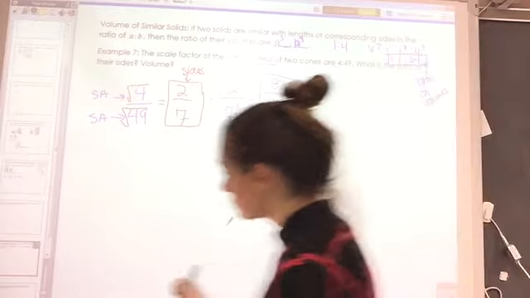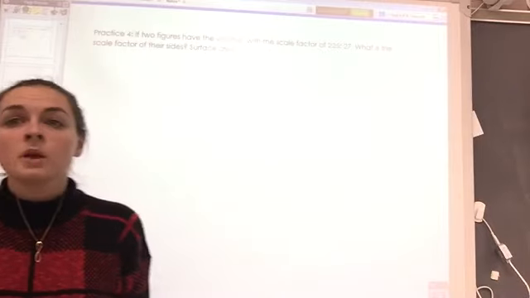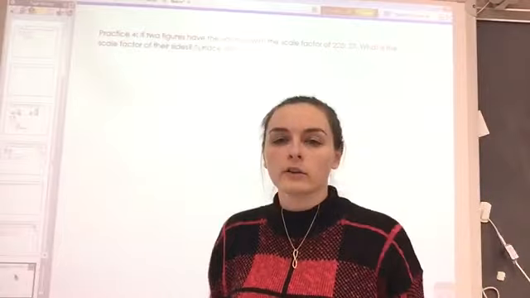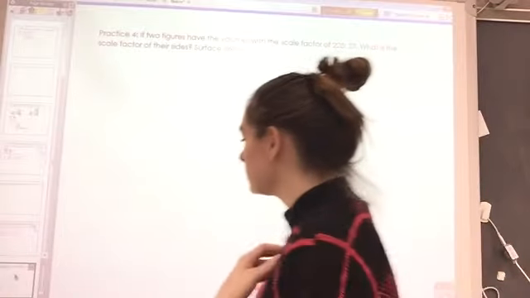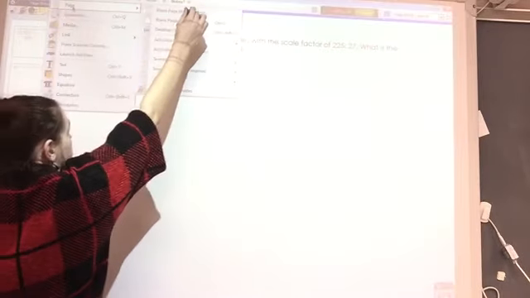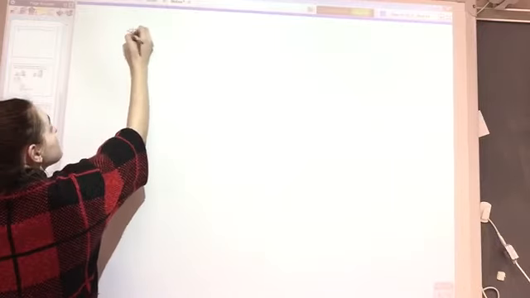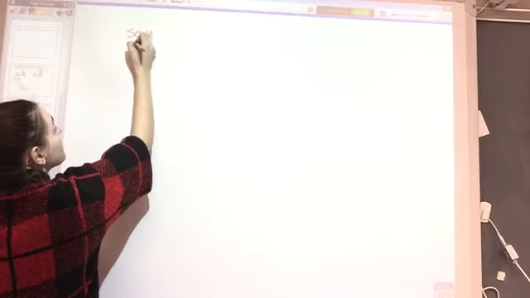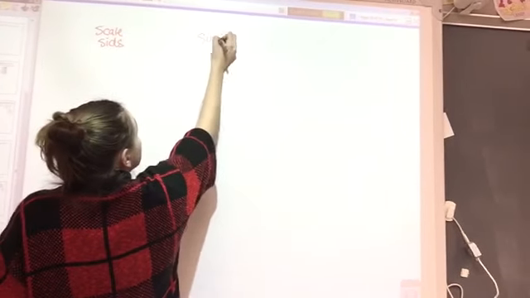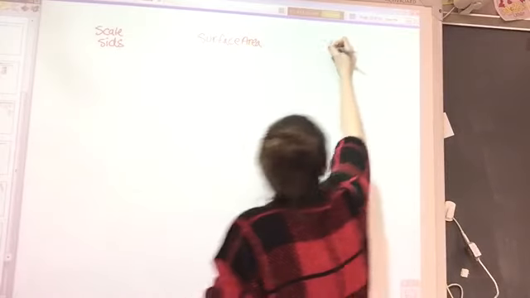So, here is your practice problem. Before I end today, I just have one overall diagram just so you can look at it. It might be a little bit easier to understand what exactly is going on. So, again, here's our scale factor for our sides. For surface area and volume.